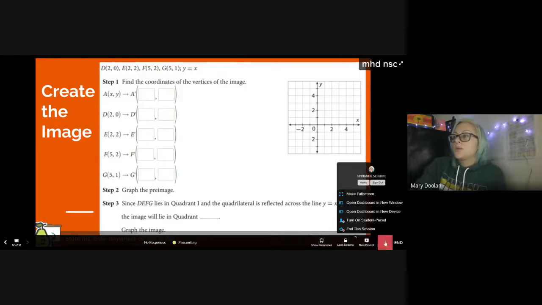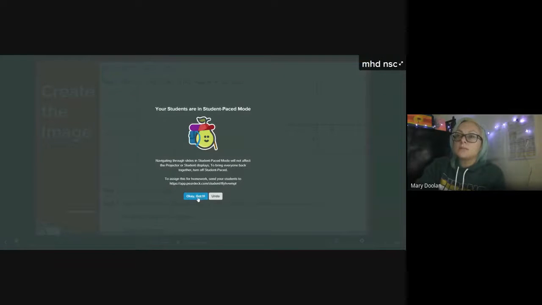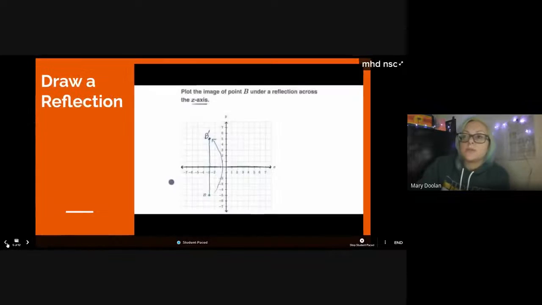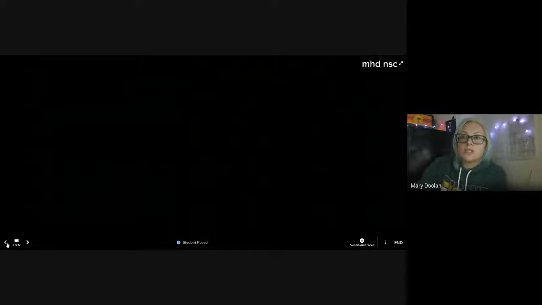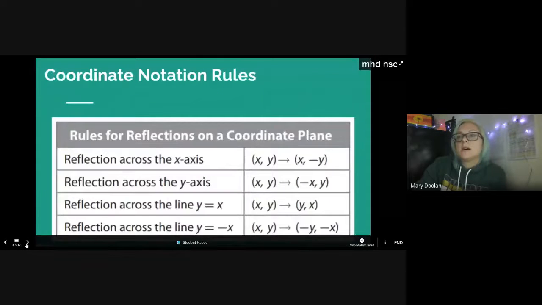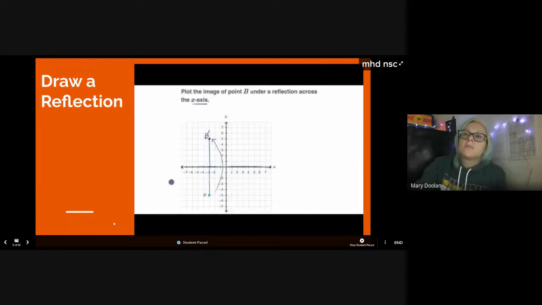All right. So what I'm going to do for you right now is go ahead and put it in student paste. You're going to come back and, well, you can actually start on any slide you want to. That's the nice thing about student paste. You can go all the way back to the vocabulary, the I can statements. You can look at these coordinate notation rules. All right, but if you want to start here, this is where we left off together, is slide 5.